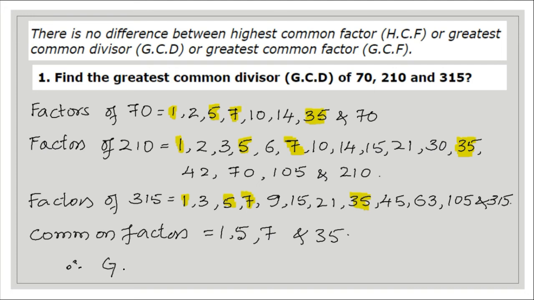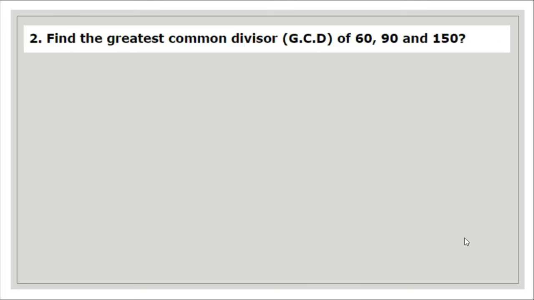Therefore the greatest common divisor among 70, 210 and 315 is 35. Do you observe this method becomes hectic when larger numbers are there? This method of finding highest common factor is a little tedious.